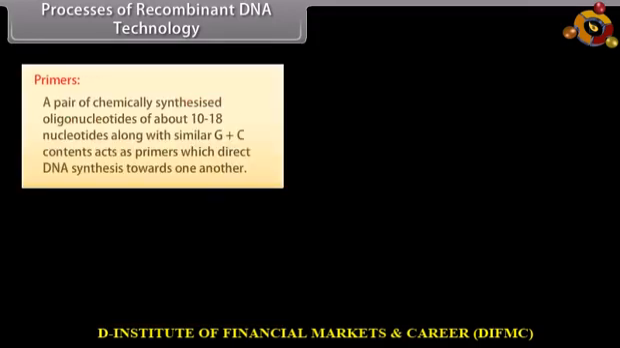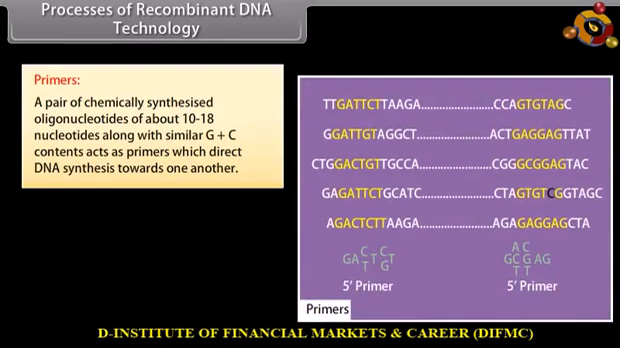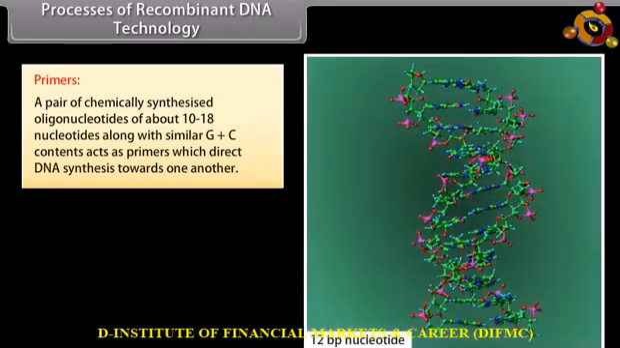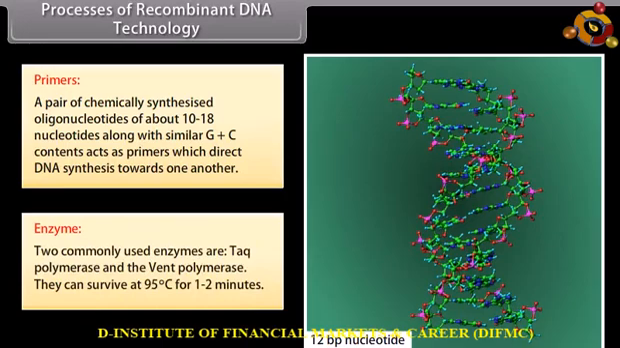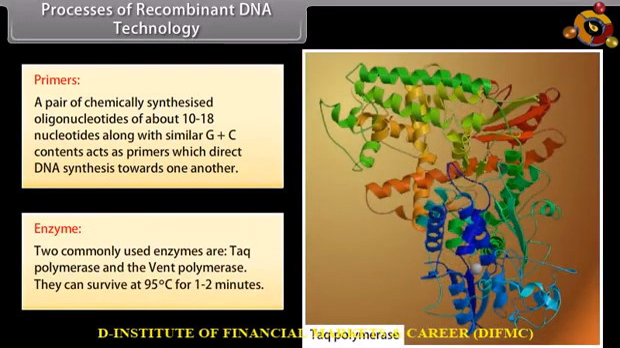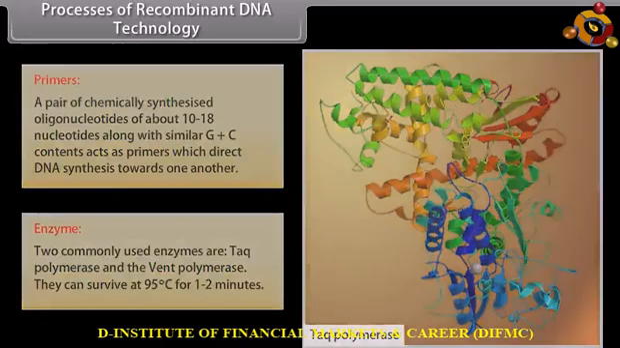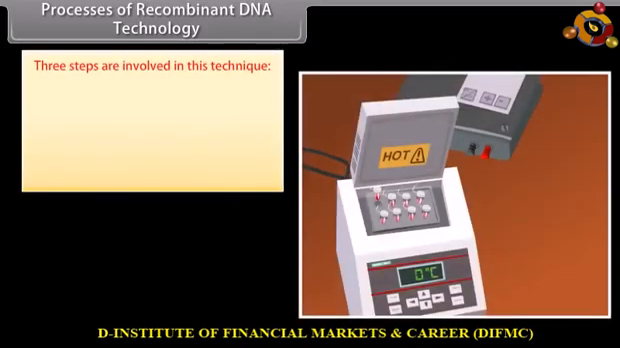Primers. A pair of chemically synthesized oligonucleotides of about 10 to 18 nucleotides with similar G plus C contents act as primers, which direct DNA synthesis towards one another. Enzyme. Two commonly used enzymes are Taq polymerase and Vent polymerase. They can survive at 95 degrees Celsius for 1 to 2 minutes. Three steps are involved in this technique.